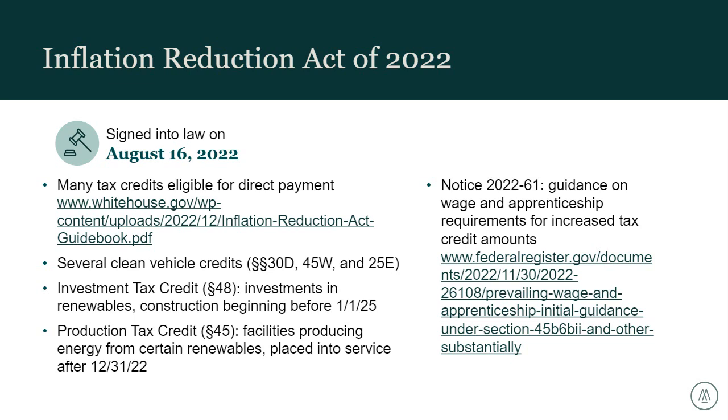The production tax credit is a per kilowatt hour tax credit for electricity generated by wind energy or other qualifying technologies, which does include solar as well. And this would be for the first 10 years of a system's operation.